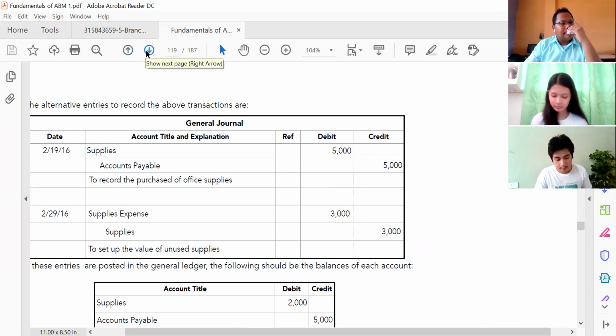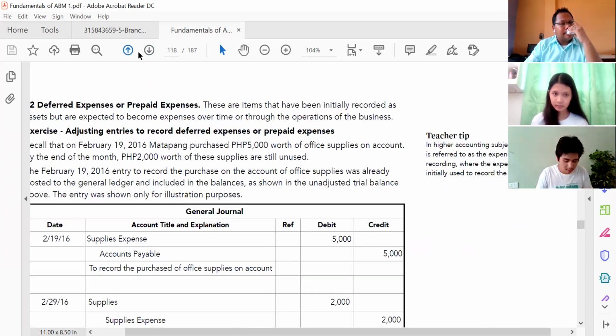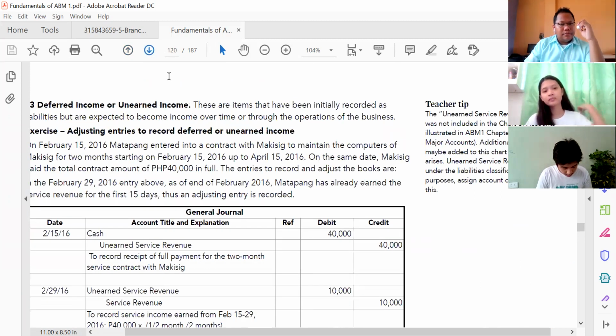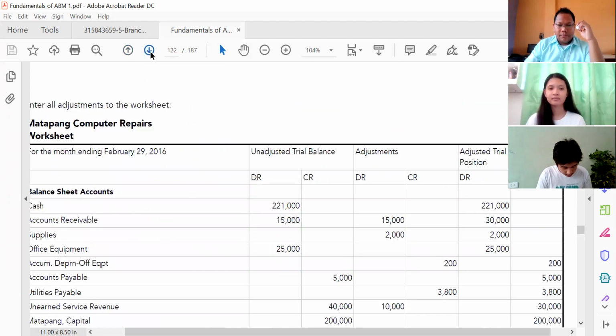Write your score if you got perfect. That's 10. Who got 10? Give me a thumbs up if you got 10.